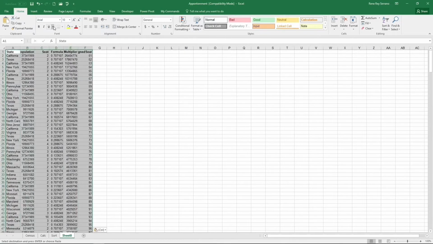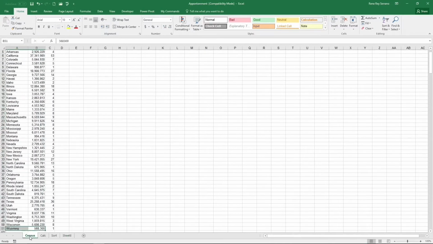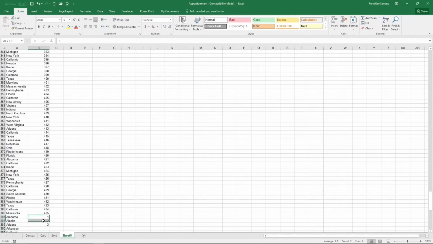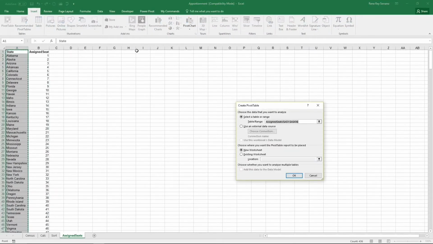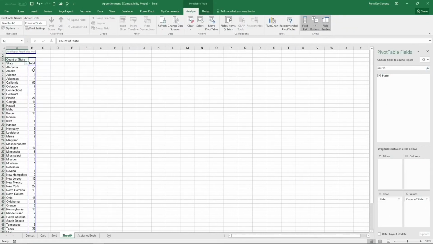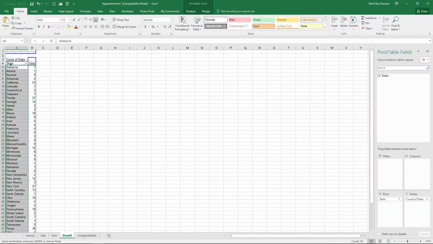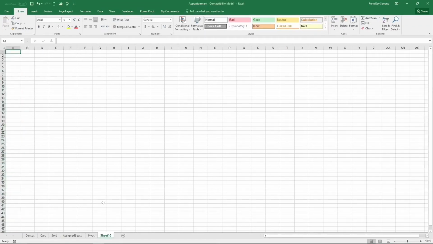Now that we've factored in and put it in the right order, we're going to calculate 1 through 50. Those ones are automatic. Now we've sorted upwards, and now we're going to put it in a pivot chart to determine how many per state. And those are our counts there.